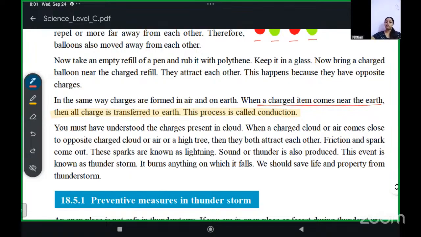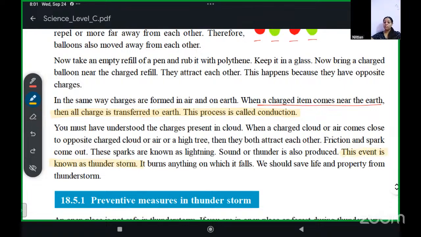So that is how lightning is formed. When a charged cloud or air comes close to another oppositely charged cloud or a very high tree, they attract and friction takes place between them. The spark comes out in the form of lightning. And sound and thunder is also produced. When this happens over and over again, it is known as a thunderstorm.